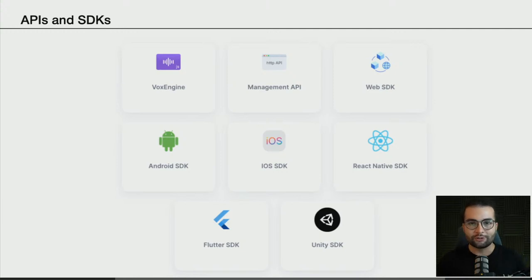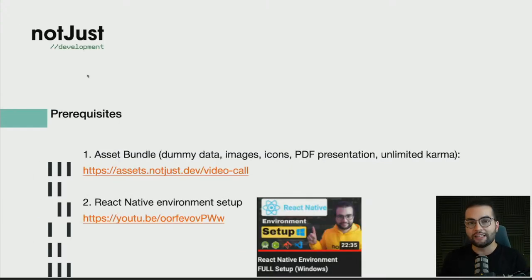But back to our tutorial today. What do you need in order to be able to follow along? You'll need the asset bundle at ss.notjust.dev/videocall. And also you'll need the React Native environment setup. If you don't have it already set up on your machine, check out this video. I explain there step-by-step how to set up React Native for Windows. So without further ado, let's get started and jump into building our application.